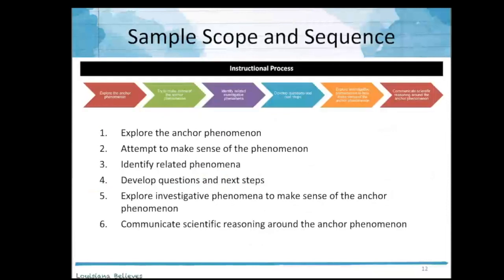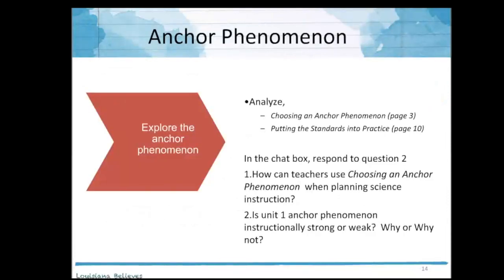Remember, at the end of this entire process, step number 6 in this process is for students to be able to communicate scientific reasoning around the anchor phenomenon. If we do not present students with relevant data, images, and text, they will not have the scientific knowledge to be able to communicate how and why the anchor phenomenon is occurring. So it's very important when you are selecting an anchor phenomenon that you ensure that there is enough scientific data to help students understand it and to help students be able to explain it scientifically. So that brings me to page number 10 of the 4th grade scope and sequence document.